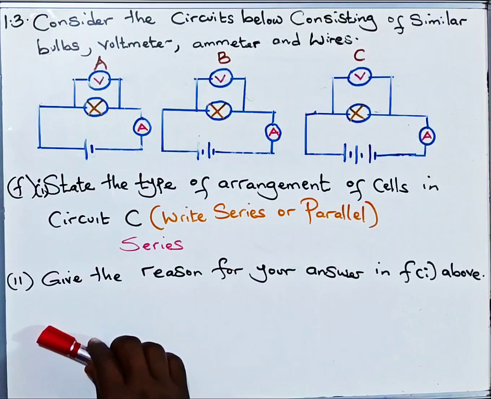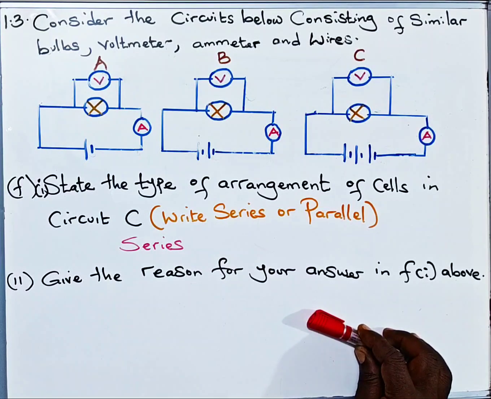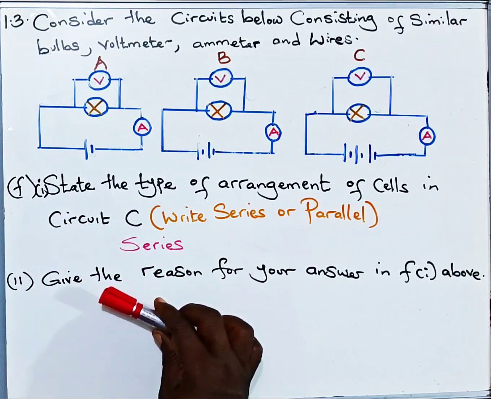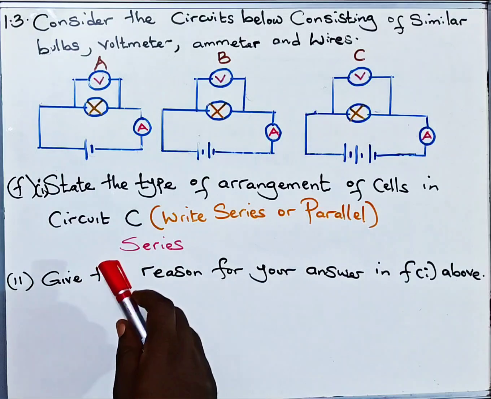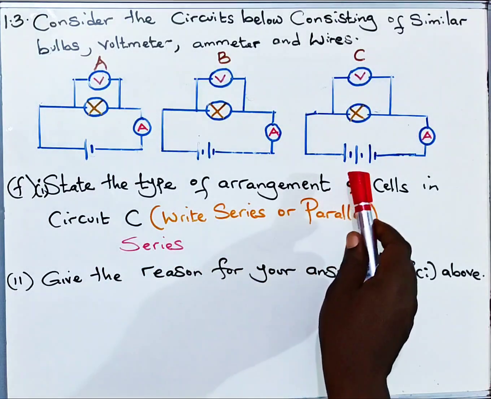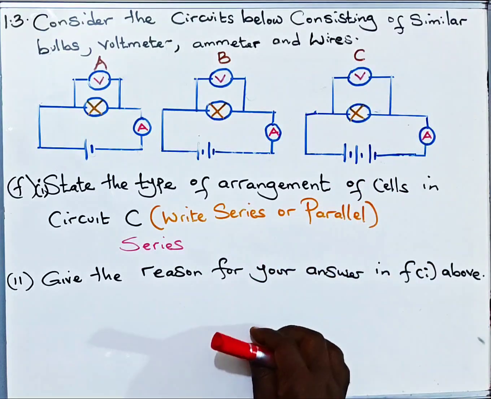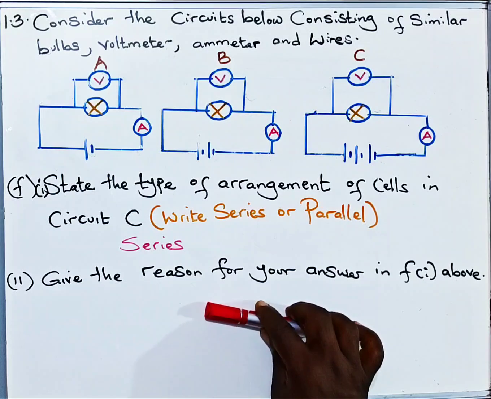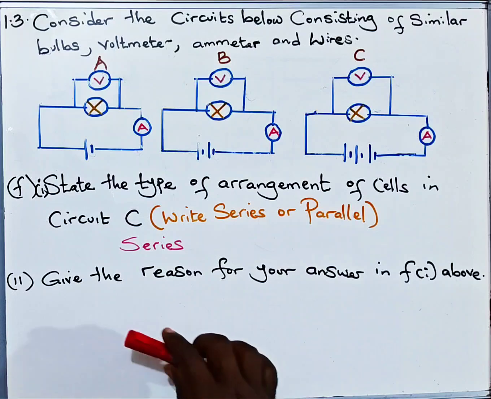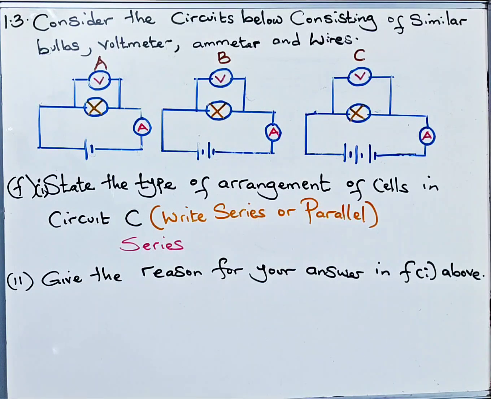Then this question comes. It says, give the reason for your answer above. What reason are you going to give for choosing series as the answer? We said the cells are in series. Why do we say so? The answer is that there's only one path for the current. So it is the same current which goes through the cells.